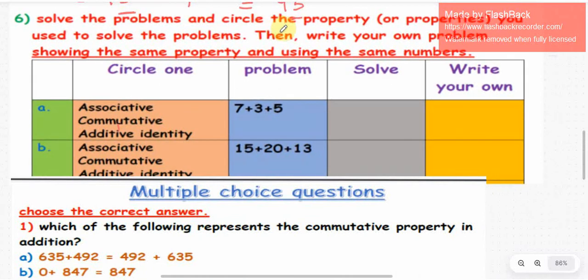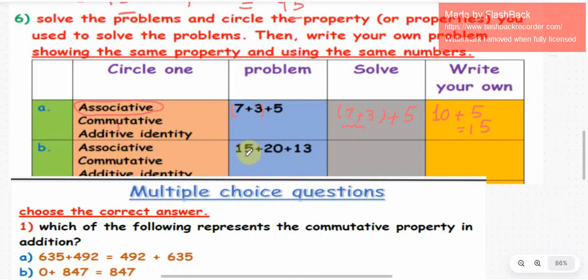Solve the problems and circle the property or properties you used to solve the problems. Then write your own problems showing the same property and using the same numbers. Like here, if I have 7 plus 3 plus 5, when I have more than two numbers, I have to use the associative property. So I will take any two numbers and put them inside the bracket, like 7 plus 3 together and 5 outside. So find the answer of the brackets first. 7 plus 3 equals 10, plus 5 equals 15. Okay.